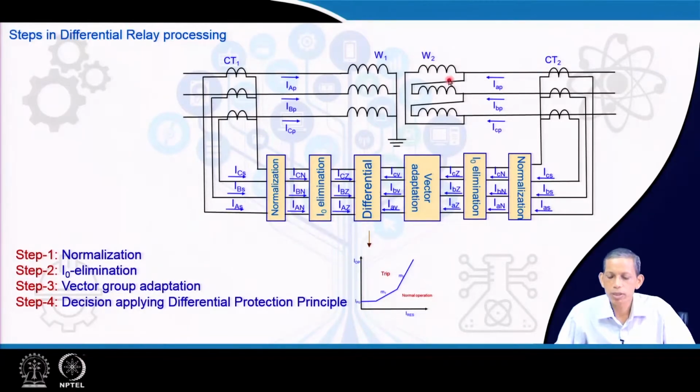Now, come to the low voltage side, winding 2 side. We have the CT2 corresponding signals available to the relay here, and then it goes for the normalization, and in the normalization we have the IAN, IBN, ICN available in the low voltage side, and then zero sequence elimination if it is required, and so then the IAZ, IBZ, ICZ phase currents are available after the zero sequence elimination, and then in the low voltage side we have a vector group adaptation.